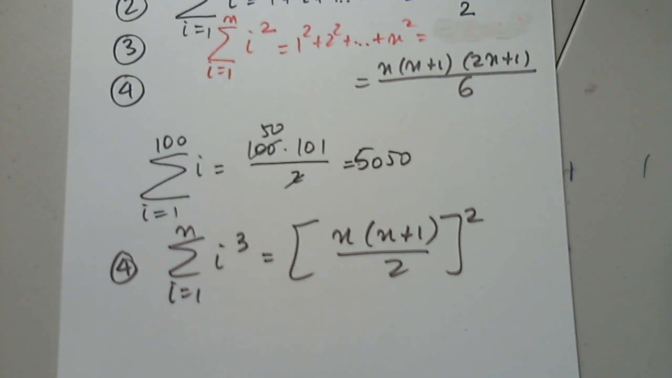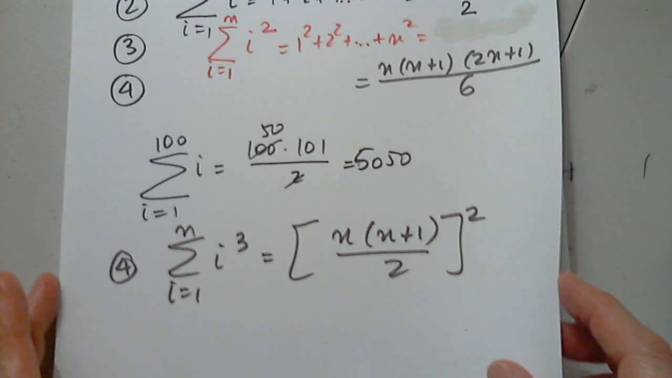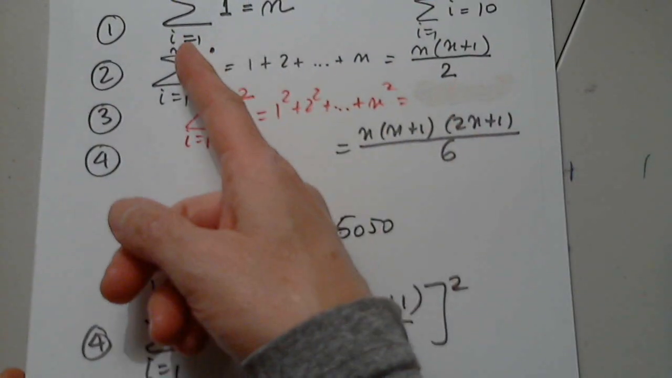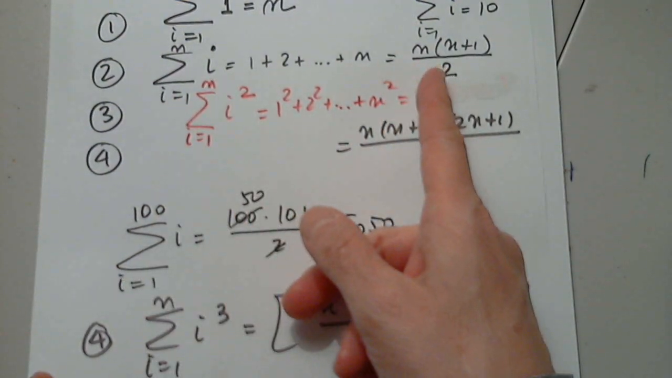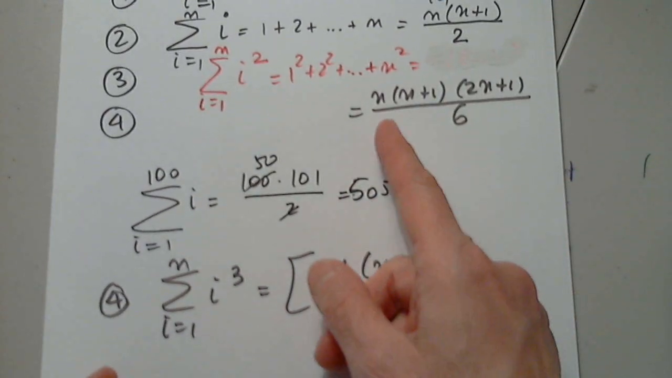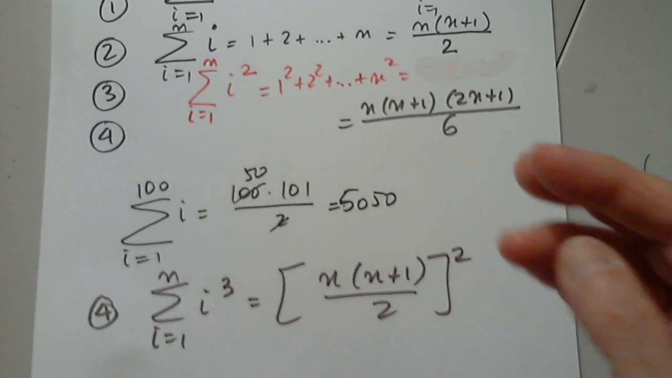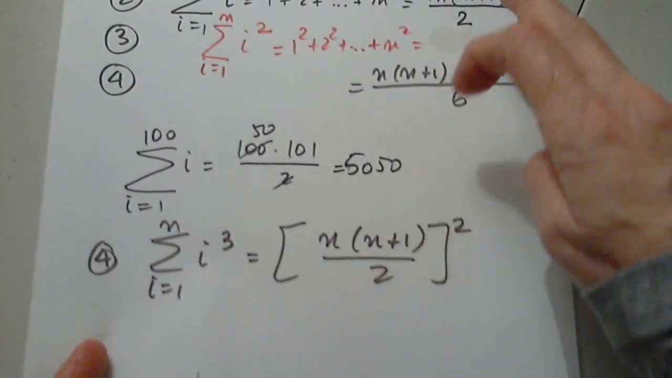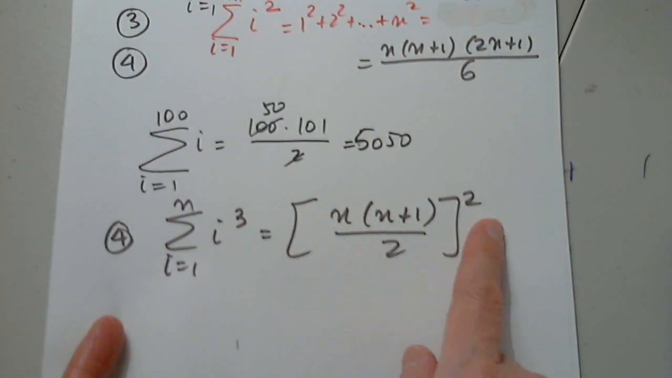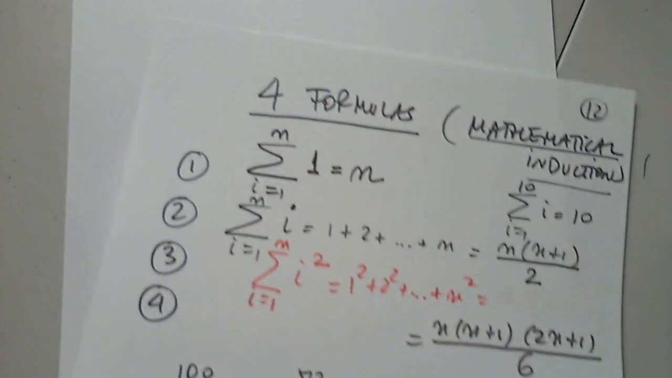Okay, finally, what are we doing with this? So please remember, the sum of 1 is n, the sum of i is n times n plus 1 over 2, and n times n plus 1 times 2n plus 1 over 6 is the most difficult to remember. For the i cubed, it's the same as the sum of i but squared.